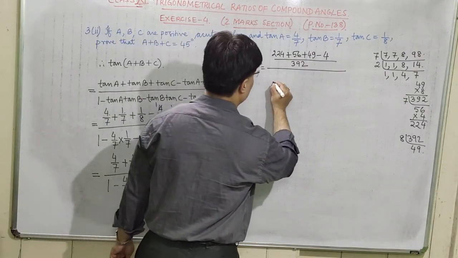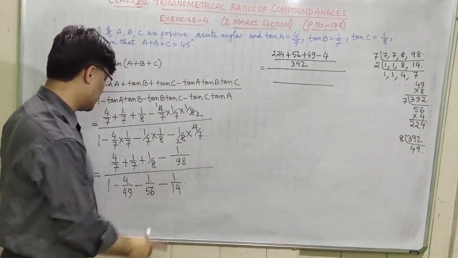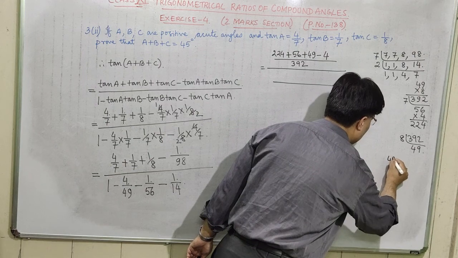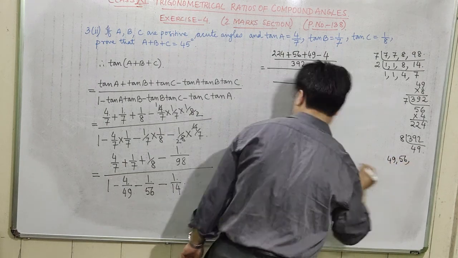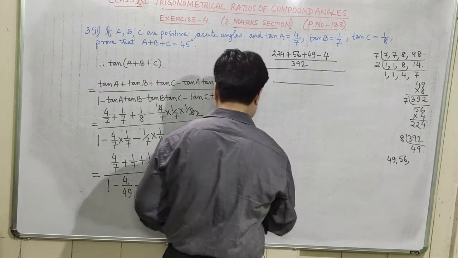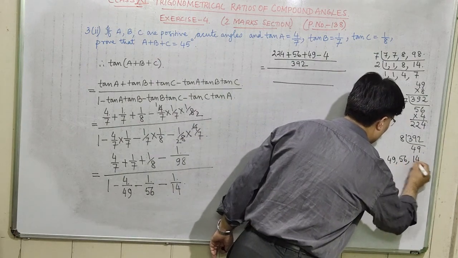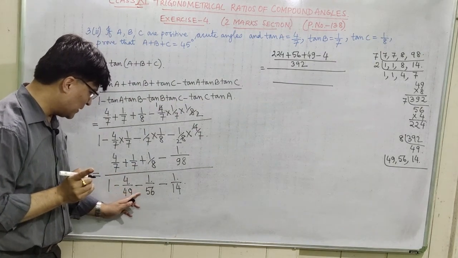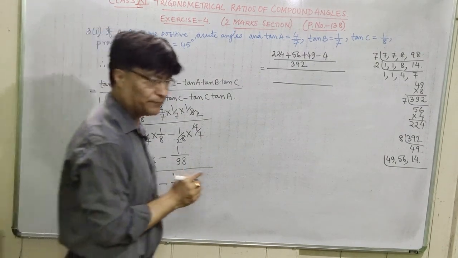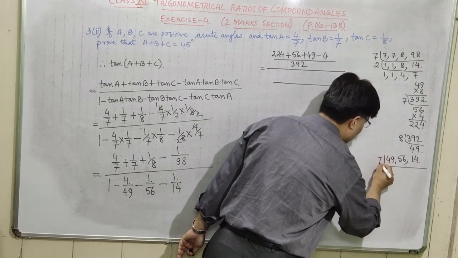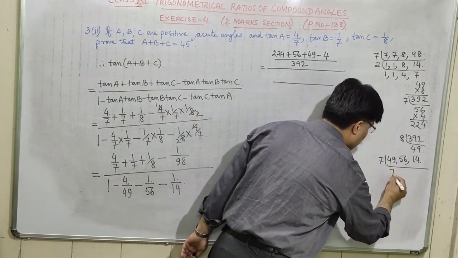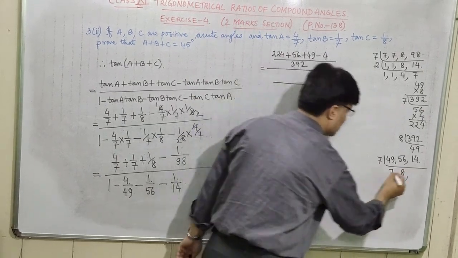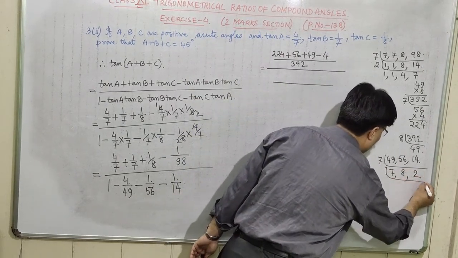Now similarly in the denominator you can get the LCM of 49, 56 and 14. Get the LCM of 49, 56 and 14. What is it? It can be divided by 7. 7 7s are 49, 7 8s are 56, 7 2s are 14. Again 2.